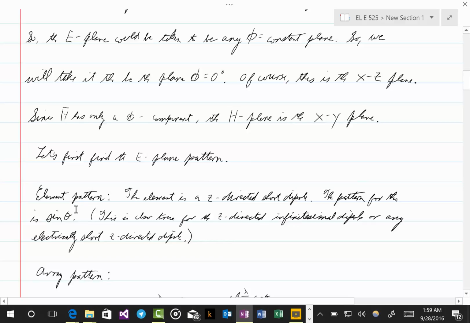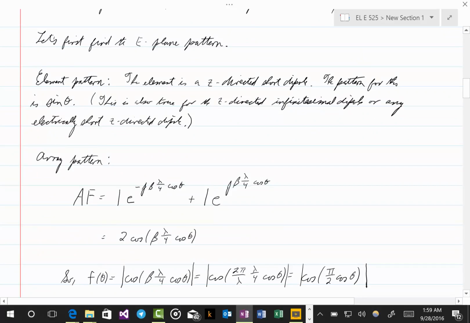The pattern for this, and we've seen this in a few of our problems, is sine theta. And by the way, that is true even if this z-directed dipole were infinitesimal. In fact, it's true for any z-directed dipole that is electrically short. So that's the element pattern, simply sine theta. Now, what about the array pattern?